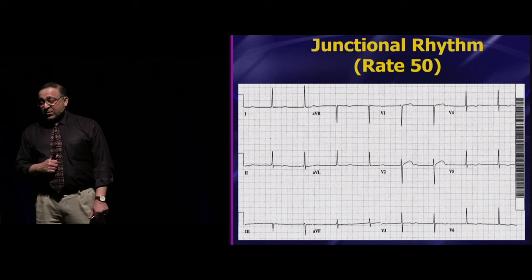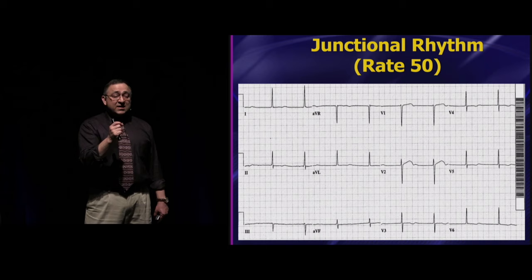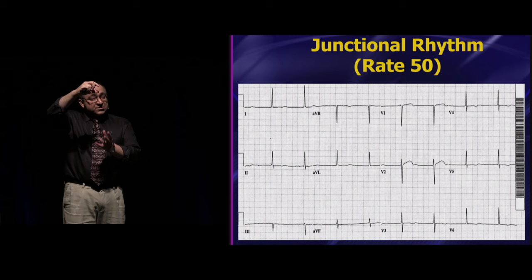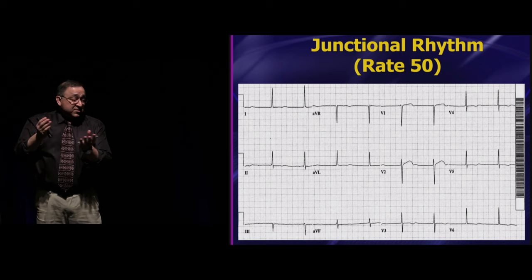Now, with the junctional rhythm, you often don't see P waves because the P waves may be buried inside the QRS. So if you look up here at me for just a second, if this is your AV node, the impulse shoots down to the ventricle, but it also shoots up to the atrium. So you don't just get a ventricular contraction. Oftentimes you get an atrial contraction also, but the atrial contraction, the P wave, is typically buried inside the QRS, so you don't see it.